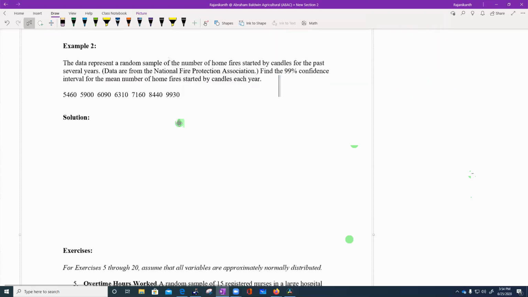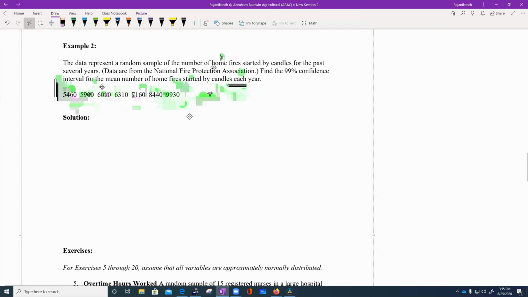Now let's look at example 2. The data represents a random sample of a number of home fires started by candles for the past several years. Data from the National Fire Protection Association. Find the 99 percent confidence interval for the mean number of home fires started by candles each year. So if you look here, 7 data values are given. Nothing was given about the mean or the sample standard deviation, just the raw data.